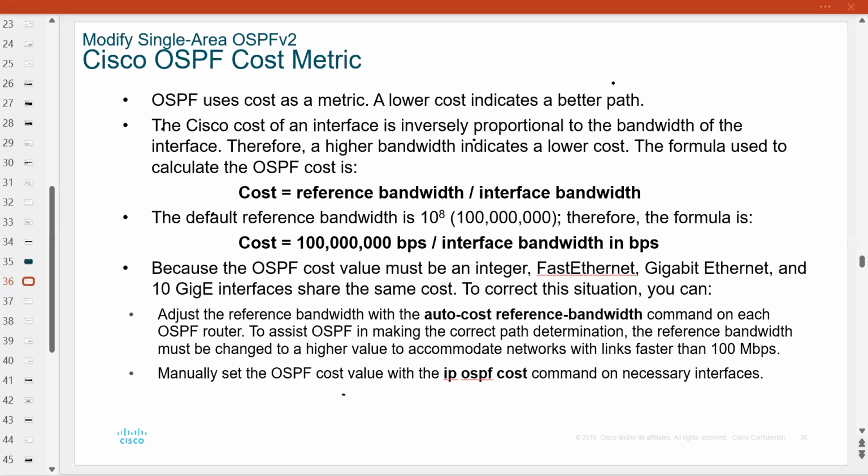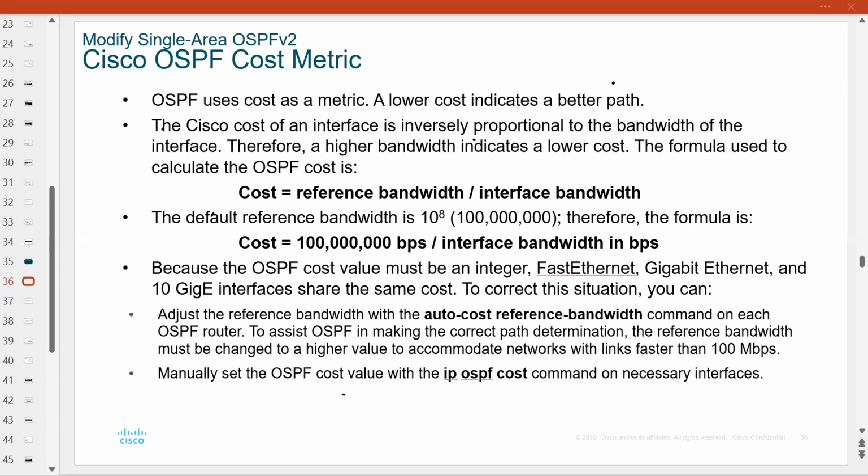Right. So at the end of the last session, we were talking about the cost and how it's manipulated. And I'm just realizing we didn't discuss how the cost itself is calculated. The cost of a link. Right. So OSPF uses cost as a metric, and a lower cost indicates a better path.